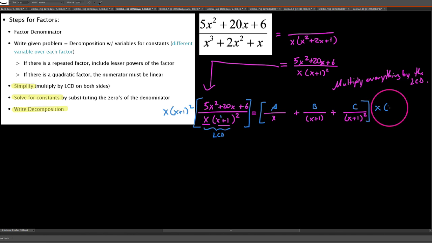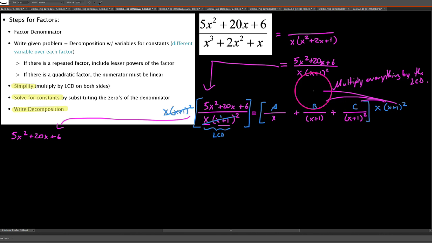We'd say x times x plus 1 squared. What happens is this cancels completely on the left, and we get left with just 5x squared plus 20x plus 6. Sorry to transplant this over to here. But on the right side, we're going to distribute this through to each of the terms. When you take x times x plus 1 squared over 1 times A over x, the x's cancel out. And so what you get left with is A times x plus 1 squared, or in other words, A(x plus 1) squared.